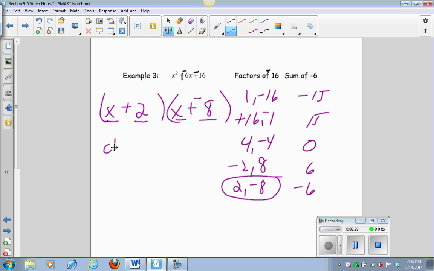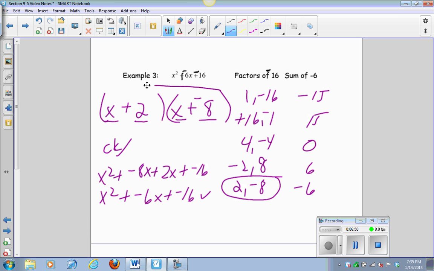And let's check and make sure. X times x is x squared. X times negative 8 is negative 8x. 2 times x is 2x. And 2 times negative 8 is a negative 16. When I add my middle terms together, I end up with x squared plus negative 6x plus negative 16. So the quantity x plus 2 times the quantity x plus negative 8 is our final answer.